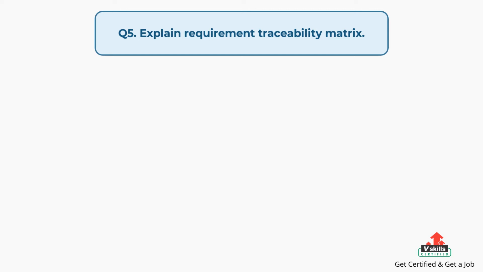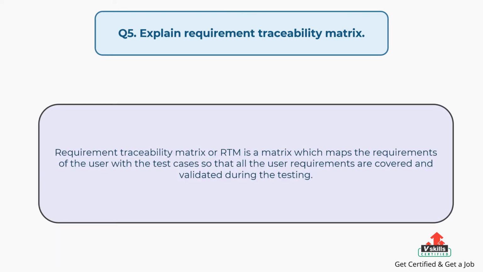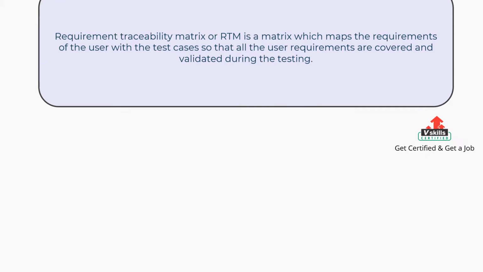Question number 5. Explain requirement traceability matrix. The answer is, requirement traceability matrix or RTM, is a matrix which maps the requirements of the user with the test cases so that all the user requirements are covered and validated during the testing.